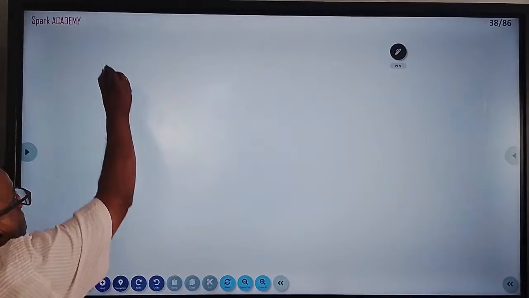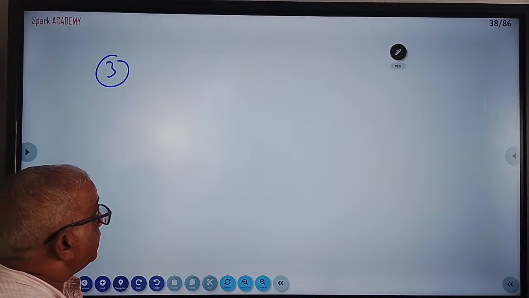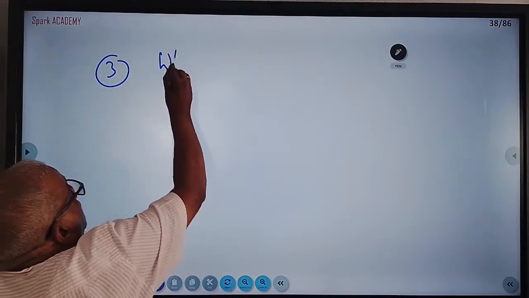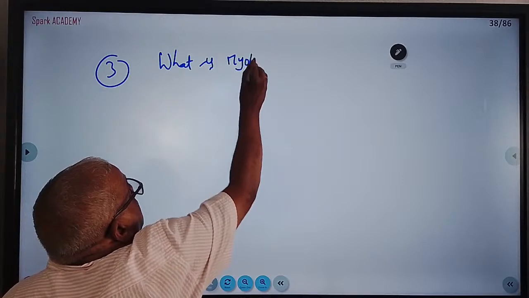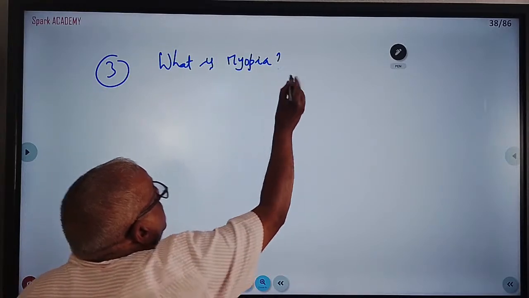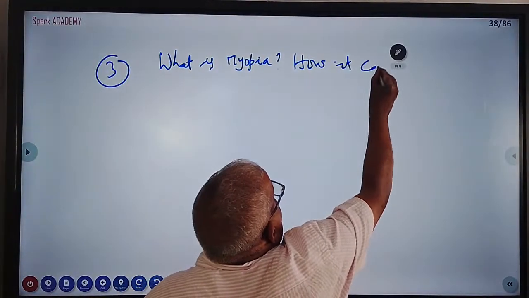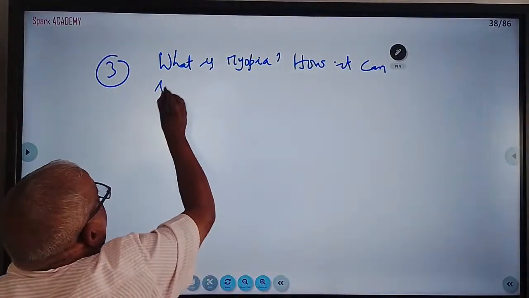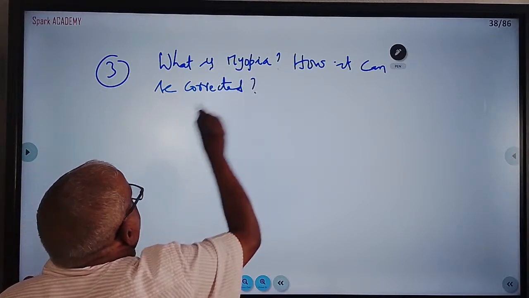Now, third question. What is myopia? How can it be corrected?